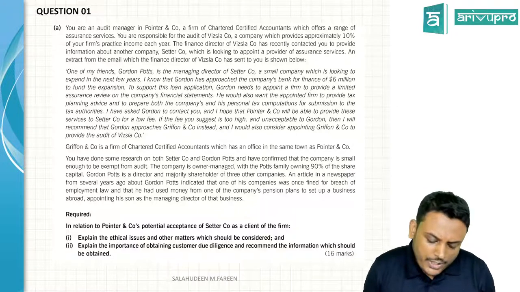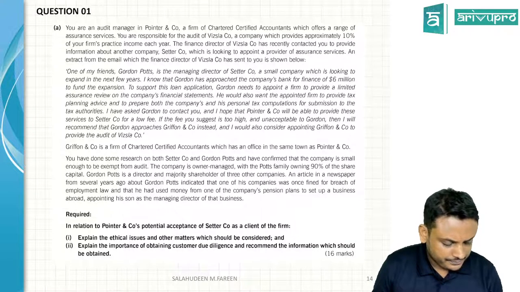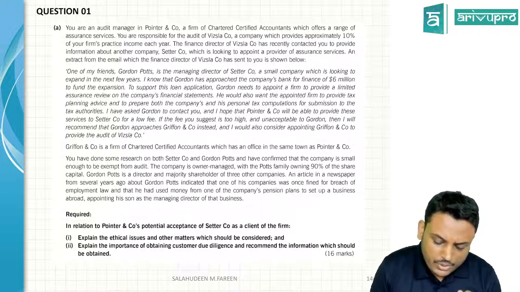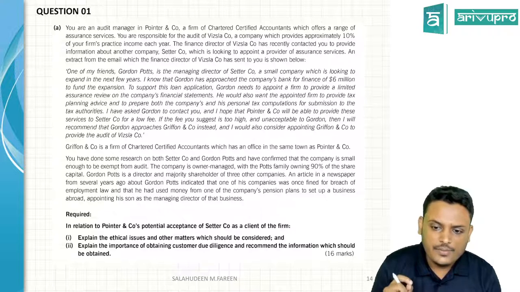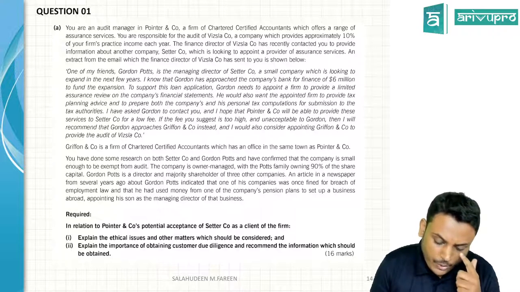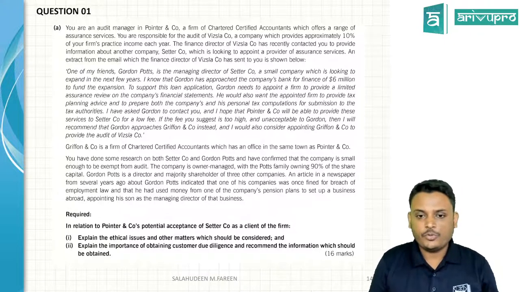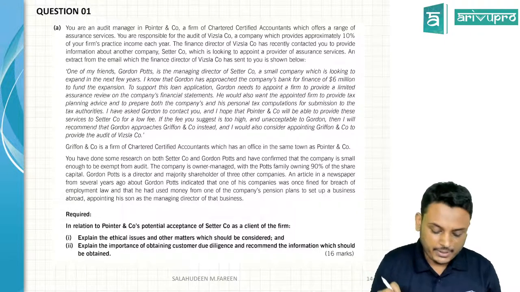You are audit manager of Inpointer and Company, a firm of chartered certified accountants, which offers a range of assurance services. You are responsible for the audit of Visla Company, a company which provides approximately 10% of your practice firm's practice income each year. So 10% you are receiving from that company.